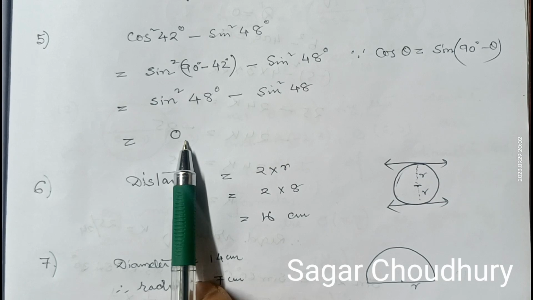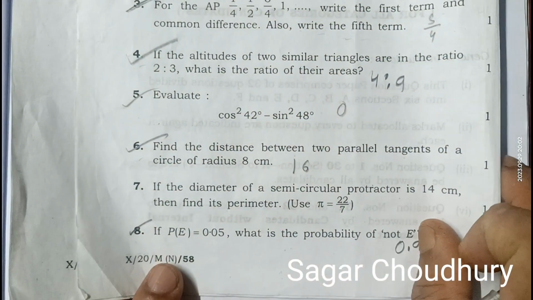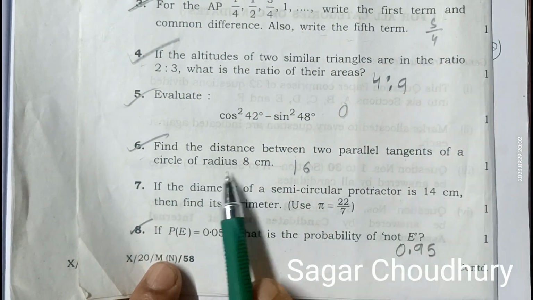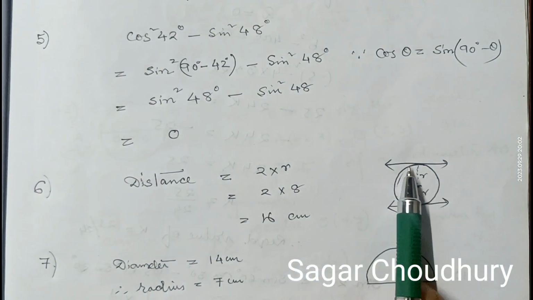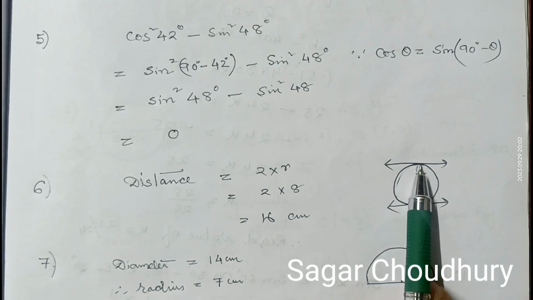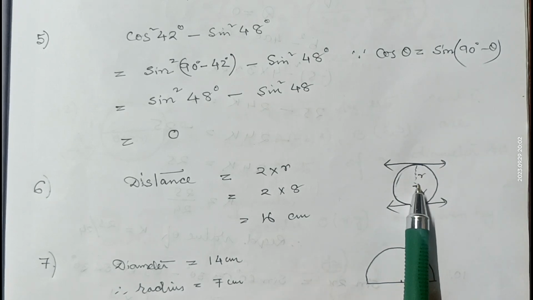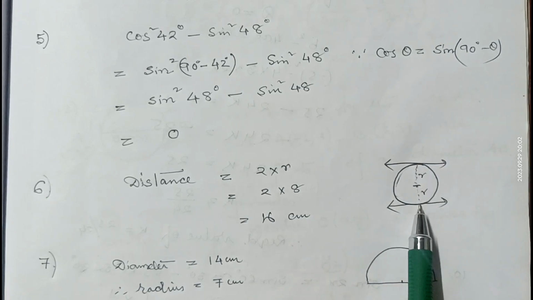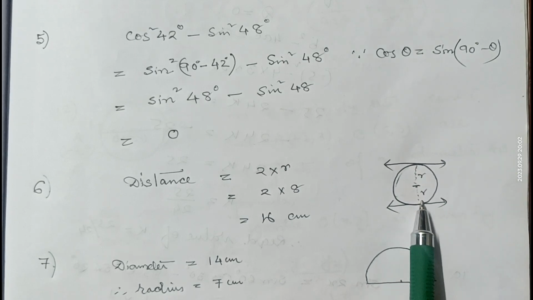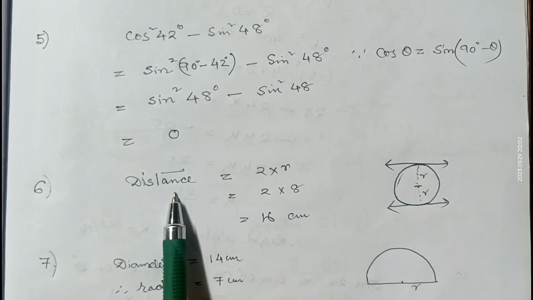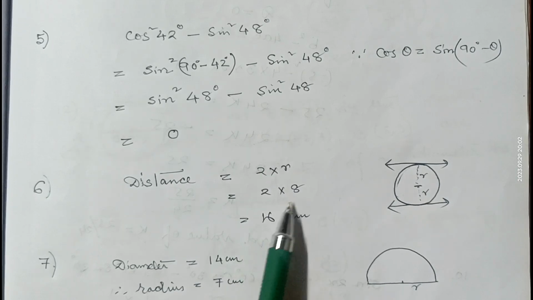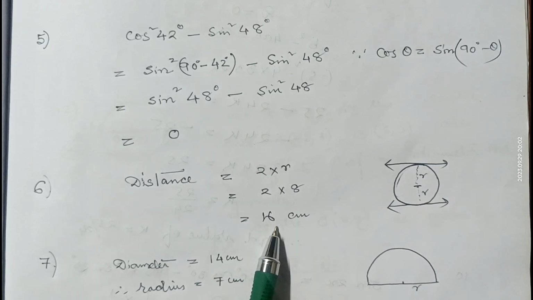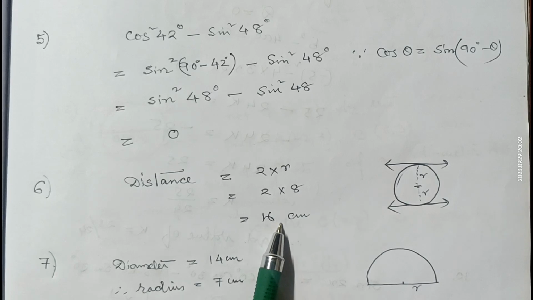In question number 6 it is given that find the distance between two parallel tangents of a circle of radius 8 cm. Suppose this is the circle and these are two parallel tangents. Radius here is 8. So the distance between the tangents will be 8 plus 8, that is 16. So the distance between the tangents will be twice r. Twice r means 2 into 8, 16 cm. Therefore 16 cm is the distance between the parallel tangents.